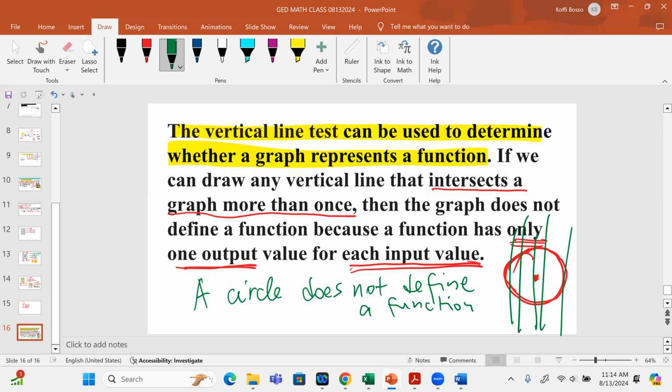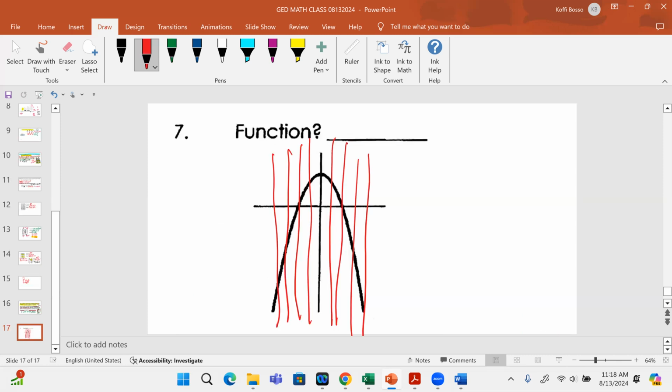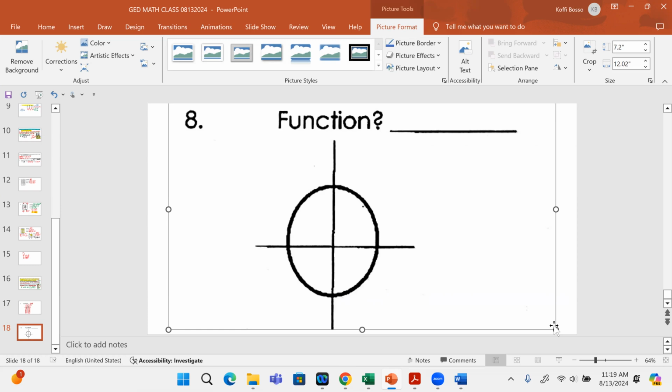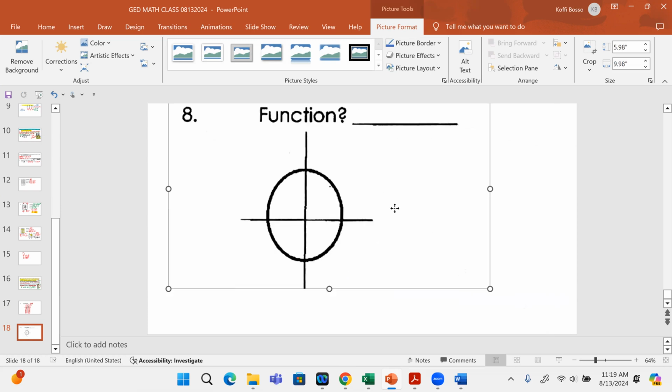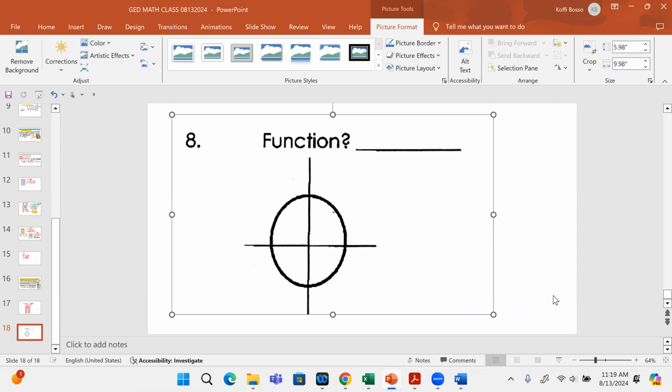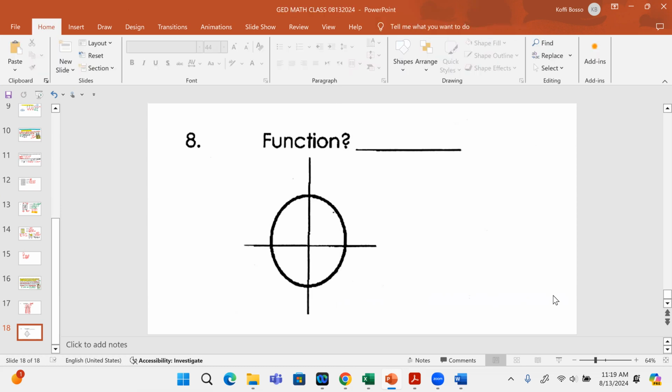So far, so good. You just see this up and down line through the graph. And if any line crosses more than one time, that means it's not a function. They don't say horizontal line test. Vertical, up and down. So yes, it's a function. No, number 8 is not a function. Exactly, it's not a function.